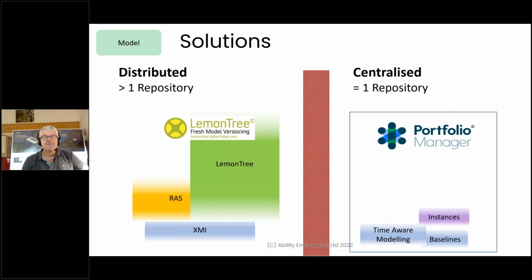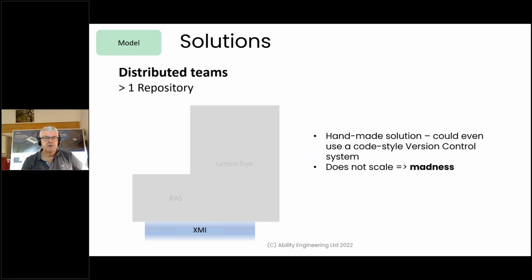But very quickly. So in the distributed world, let's just do it by, you have your repository, I have mine, and we'll send XMIs to each other. Madness. It works informally if you and I know exactly what we're doing. It absolutely does not scale. Even if you put a version control system like SVN or GitHub on top, just using raw XMI is crazy. Do not even think about doing it.